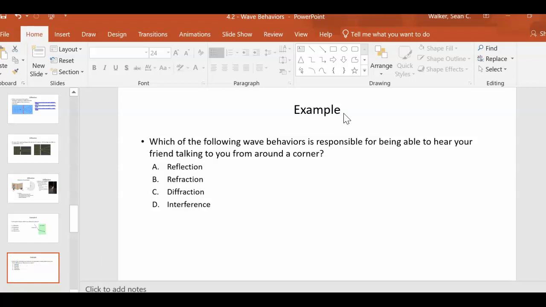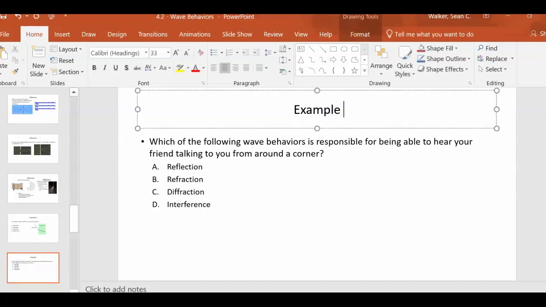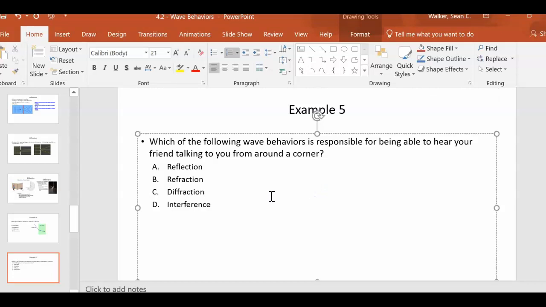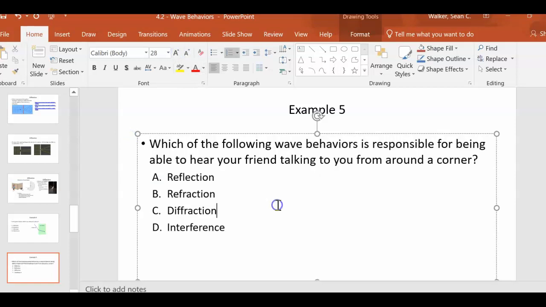And the last example, this would be example 5. Which of the following wave behaviors is responsible for being able to hear your friend talking to you from around a corner? Just talked about this one. Try to answer example 5 on your own. Okay, this is definitely C, which is diffraction, the spreading out of a wave when it hits a boundary or opening. Okay, so the sound wave hits the corner and it spreads out, so it goes around the corner, and so that's how you can hear sound around the corner. Even though you can't see your friend, you can still hear them.